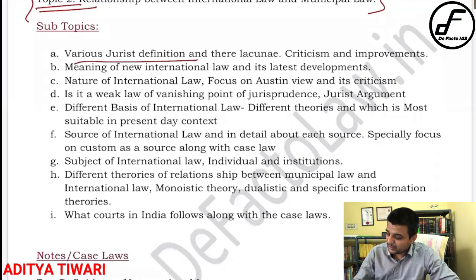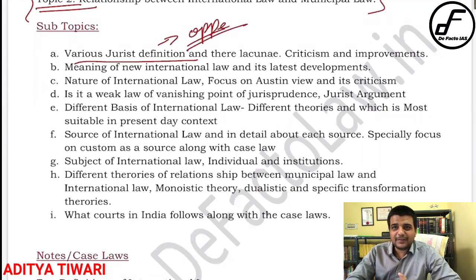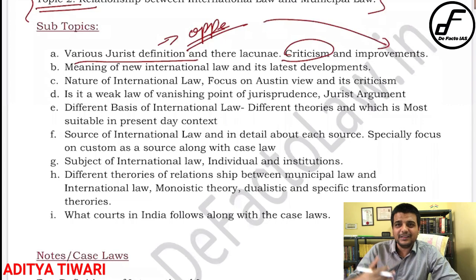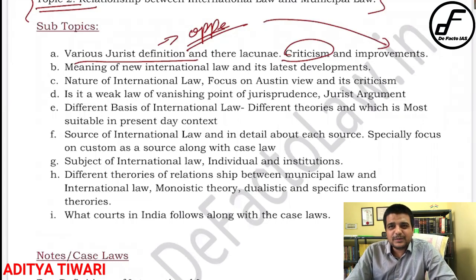And the most important jurist definition, if you remember, is Oppenheim's. So the Oppenheim definition has to be studied. Its criticism has to be studied, and later on, Oppenheim came up with a new definition. So what was the problem in the old definition? The most important problem was that they defined international law as a law between civilized nations. Now the concept is: what is the meaning of the word civilized?